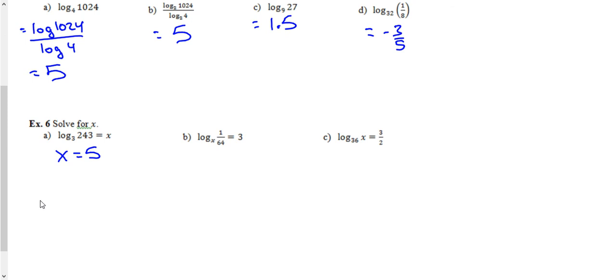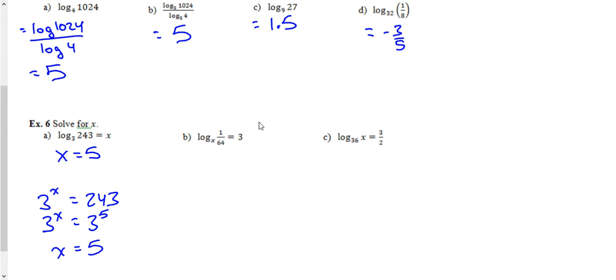If you wanted to do it the long way, we could do 3 exponent x equals 243, and then you'd have to do change of base. There's my x, equal to log base 3 of 243, so x has to equal 5 anyways. And so that's how you do it the long way. But this is right off of your graphing calculator.